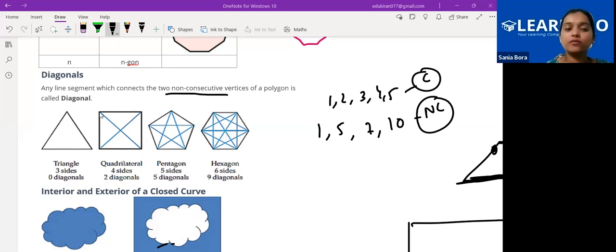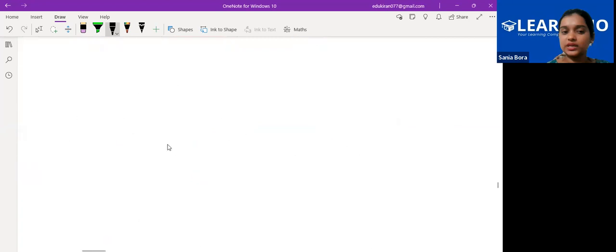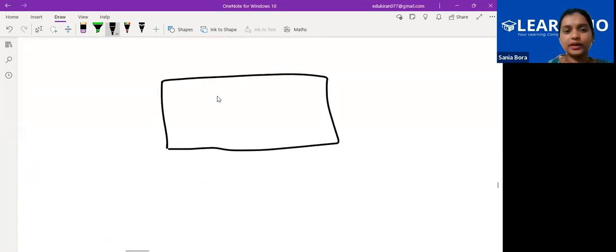Okay. So over here, for example, one line is coming from here and joining this one, but it is not joining this one, right? So diagonals means the line segment which connects two non-consecutive vertices. It is connecting this one and this one. Let me just draw it here. For example, this is a rectangle maybe, and this is a diagonal. A, B, C and D.